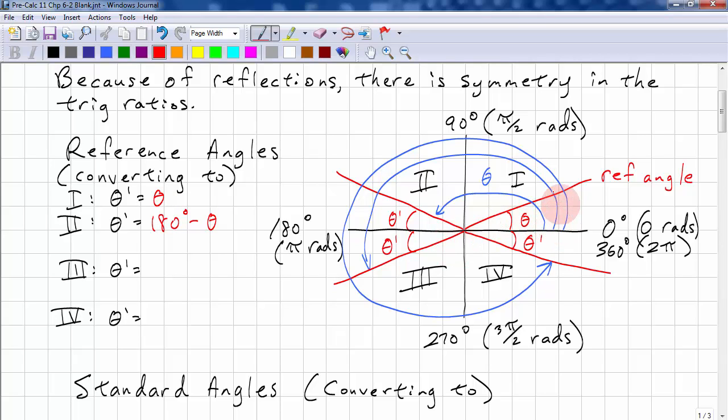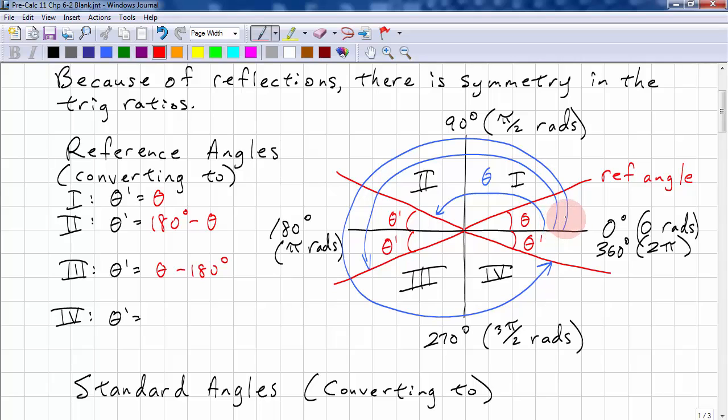If we look at the angle in the third quadrant, this is reflected on the x and reflected on the y. So we get the same y value, but it's reflected. We get the same x value and it's reflected. So this one is theta minus 180 degrees.